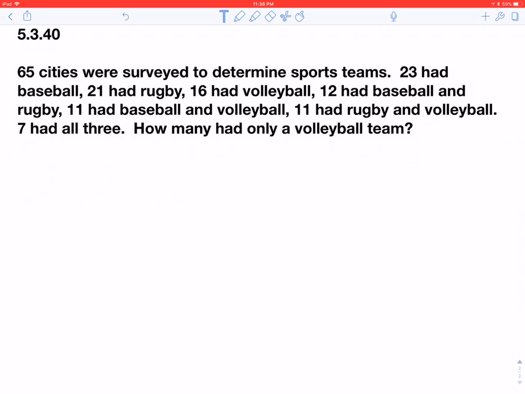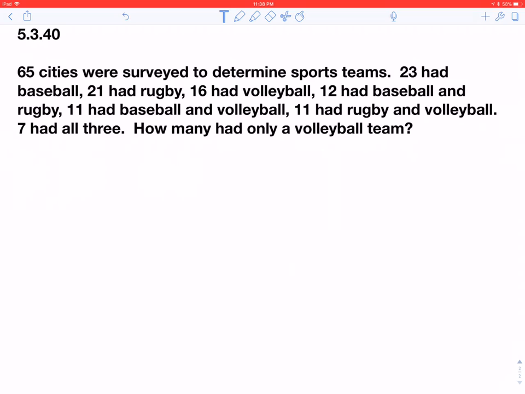It says that 65 cities were surveyed to determine sports teams. 23 had baseball, 21 had rugby, and 16 had volleyball. 12 had baseball and rugby, 11 had baseball and volleyball, 11 had rugby and volleyball, and 7 had all three. How many of the cities only had a volleyball team?